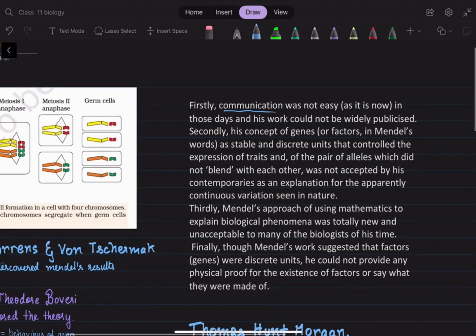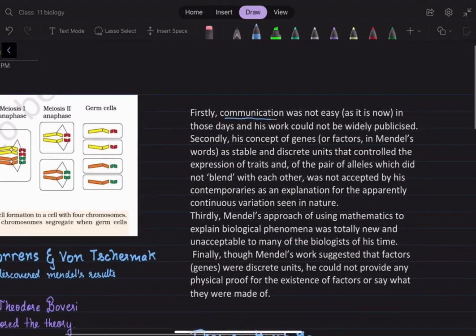So there were many reasons for this. Firstly, the communication was not easy at all at those times. A single message would take so many days to be transmitted. Also, his concept of genes, that they were stable and discrete units, was not accepted by many contemporaries because in nature a lot of continuous variation was seen, and also intermediate characters were obtained. So the fact that they did not blend with each other was not accepted.